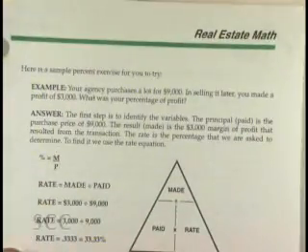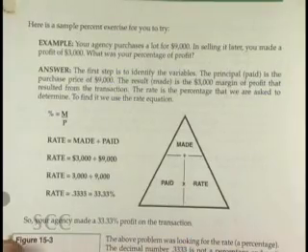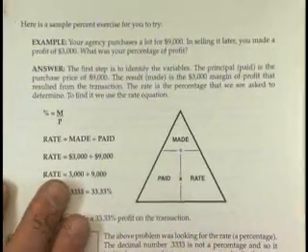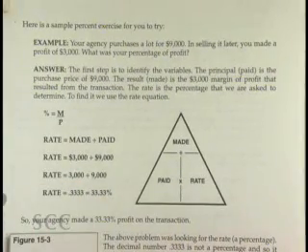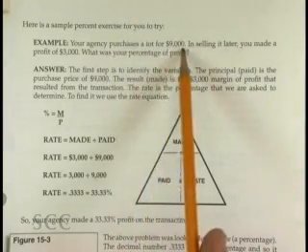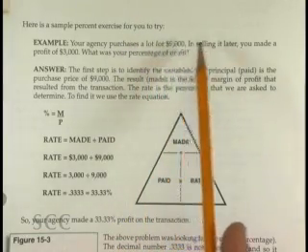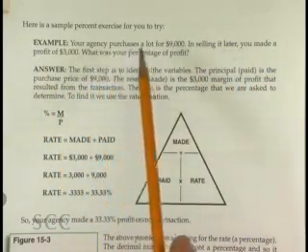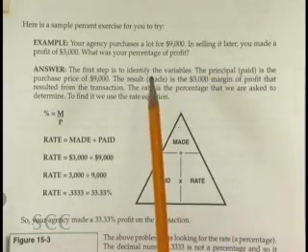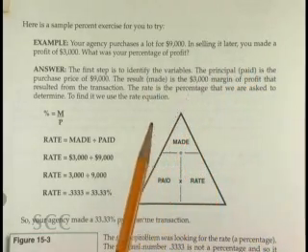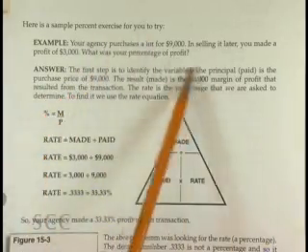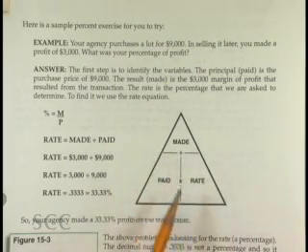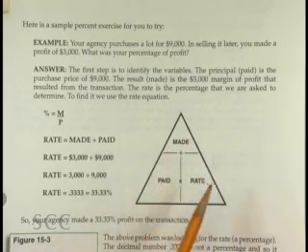They have a pyramid here. And let me see what they did. Okay. Here's an example. Your agency purchases a lot for $9,000. In selling it later, you made a profit of $3,000. Okay. What was your percentage of profit? Okay. So the question is, where did I put the stuff in? What are they looking for? They're looking for a percentage, which means that this is the unknown quantity. We don't know what that is.